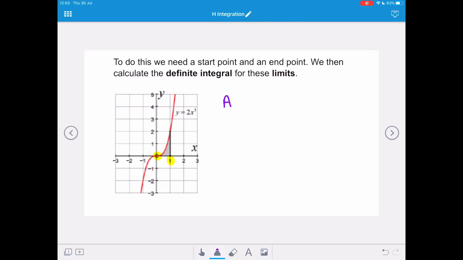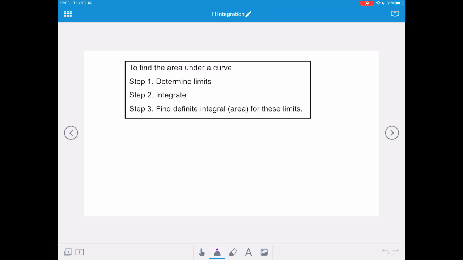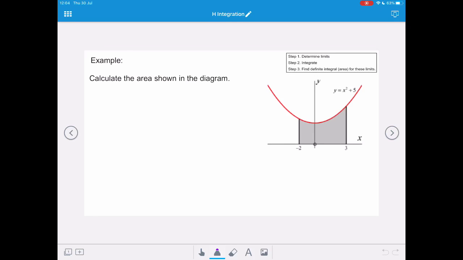So to determine the area of the shaded section of this curve, we are integrating 2x cubed with respect to x between 0 and 1. So to find the area under a curve, we need to determine the limits. These may be given in the question, integrate, and then find the definite integral or the area for these limits.